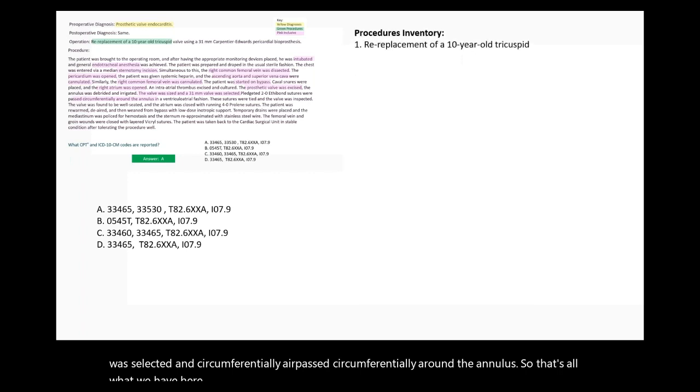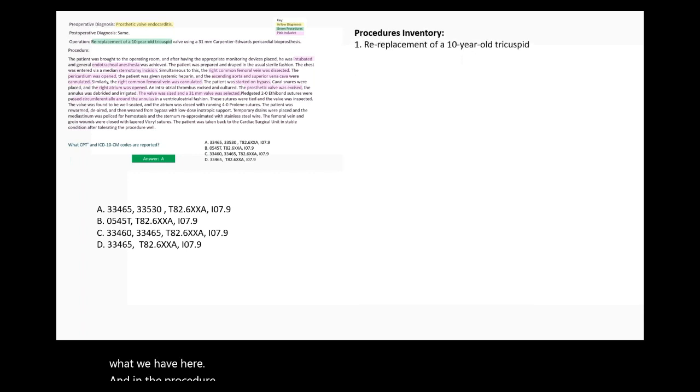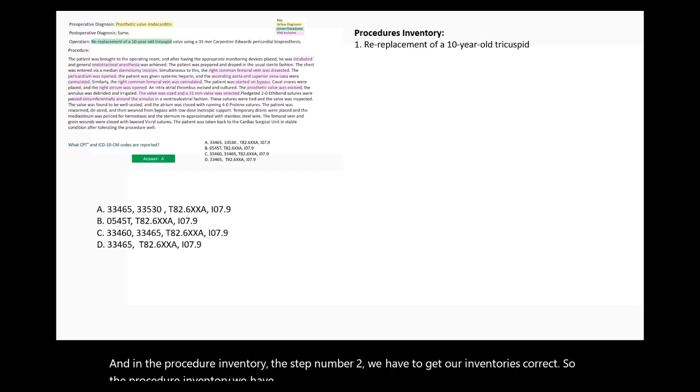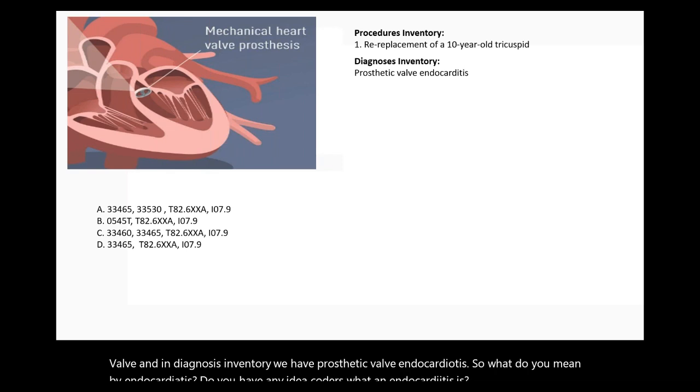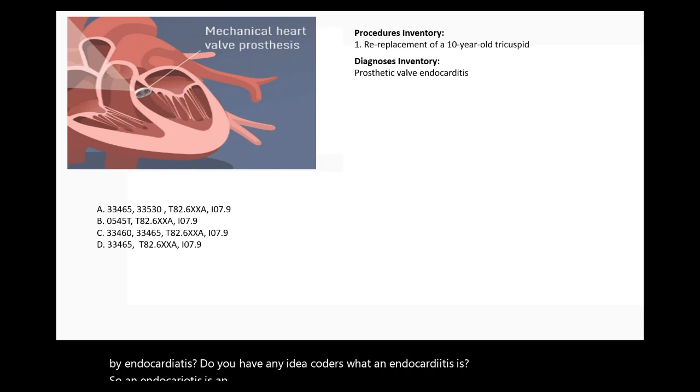In the procedure inventory, step number 2, we have to get our inventories correct. In the procedure inventory, we have a replacement of a 10-year-old tricuspid valve, and in the diagnosis inventory, we have prosthetic valve endocarditis. So what do you mean by endocarditis? Do you have any idea, coders, what an endocarditis is? An endocarditis is an inflammation of the inside lining of the heart chamber and the heart valve, which is known as the endocardium.